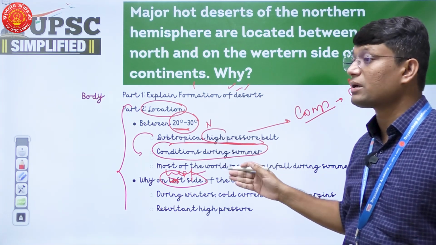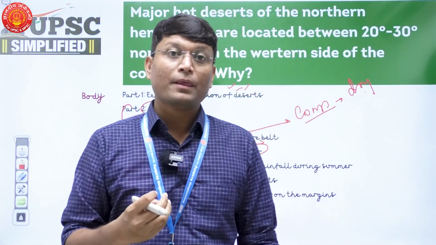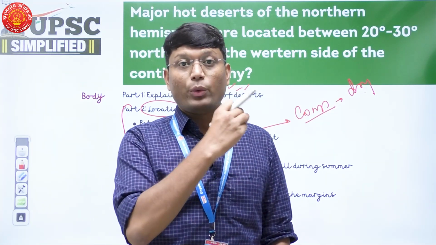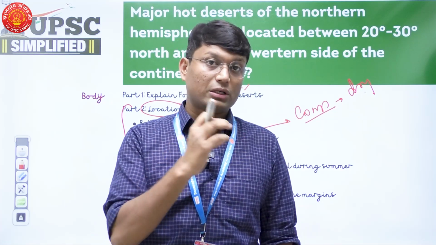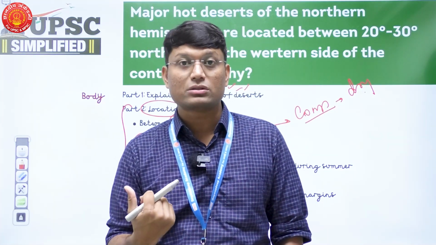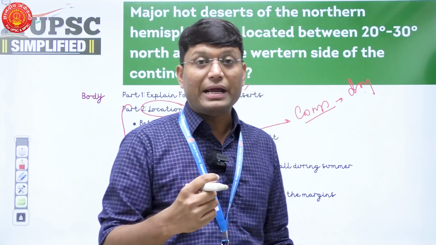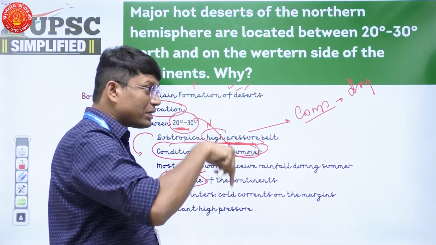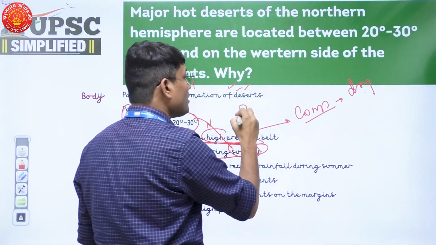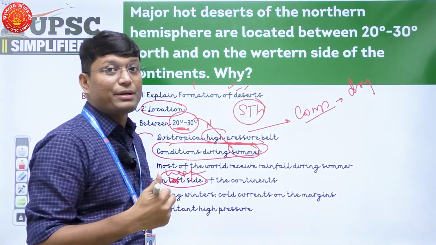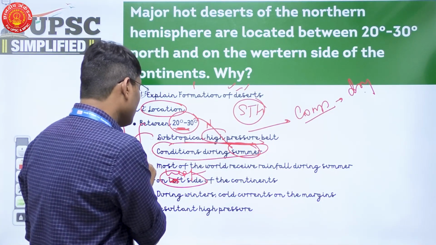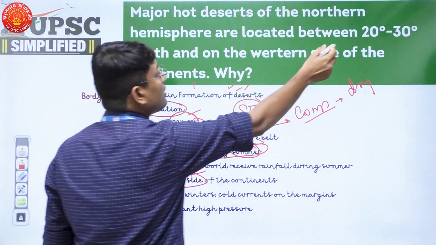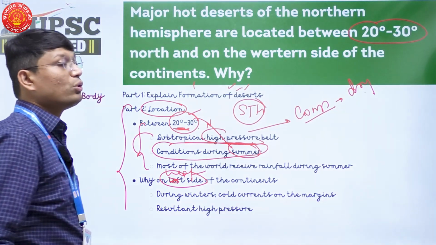What is this point? Conditions which prevail during summer. You will have to say, see, across the globe during summer it rains, but when it comes to the 20 to 30 degree north region, be it in the northern hemisphere or the southern hemisphere, you will write that even during summer it does not rain. Why does it not rain? Because there is a subtropical high pressure condition. That is something you have to mention in the 20 to 30 degree part, and that is why we have major hot deserts located at 20 to 30 degrees.